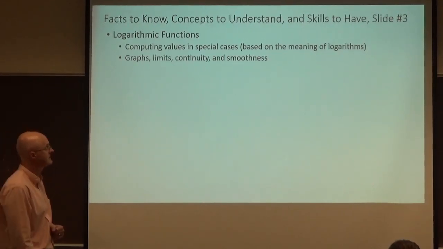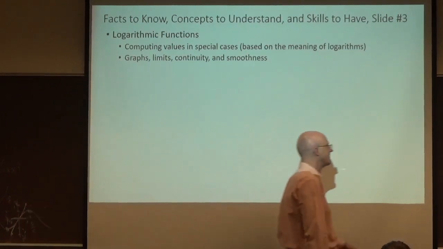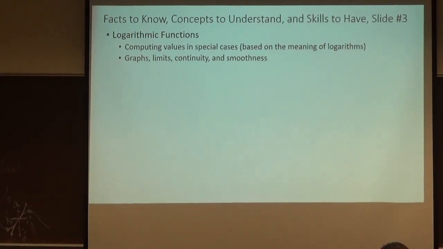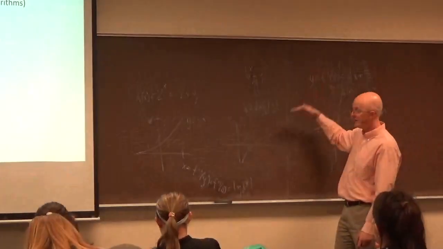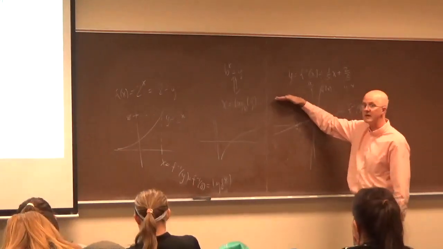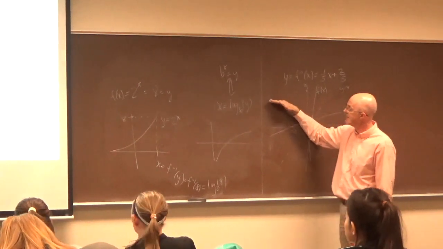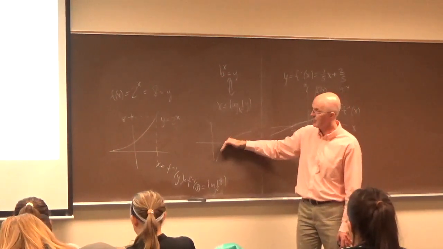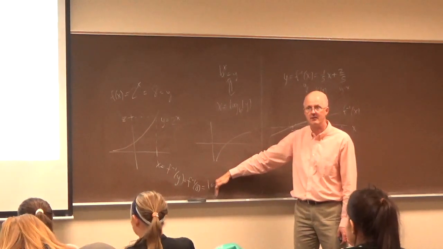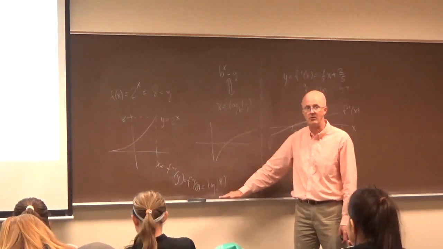Graphs, limits, continuity and smoothness. With the logarithm here, the limit as you go to plus infinity is plus infinity. It grows above any horizontal line, though very slowly. The limit as x goes to 0 from the right is minus infinity. The graph goes down forever and ever below any horizontal line.